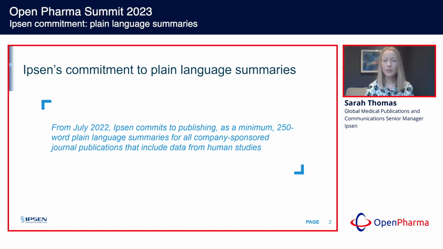So we did this following on from our commitment to making all Ipsen publications open access back in 2019. We felt this was the next step in making our scientific research accessible to all by publishing clear, concise, and lay-friendly summaries. This is the minimum commitment, so it doesn't stop other teams, for example, preclinical teams developing plain language summaries, and it also doesn't stop teams developing more complex plain language summaries, for example, infographics.